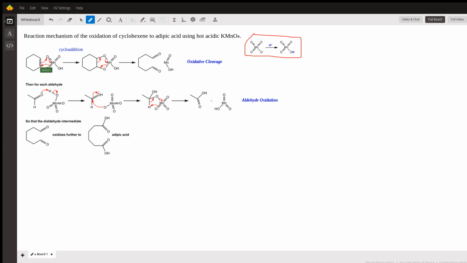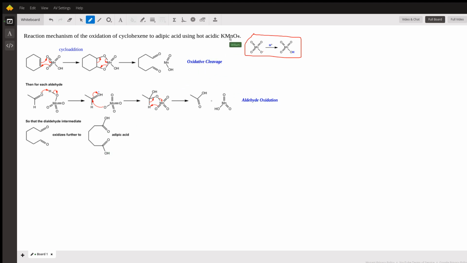Cleavage because the double bond between the carbons gets completely destroyed, and oxidative because we've created to each carbon a pair of carbon-oxygen bonds. So oxygen pulls electrons away from carbon towards itself. The carbons become more positive, therefore oxidized. Okay, this produces a pair of aldehydes, but adipic acid has a pair of carboxylic acids. So there's a second stage.